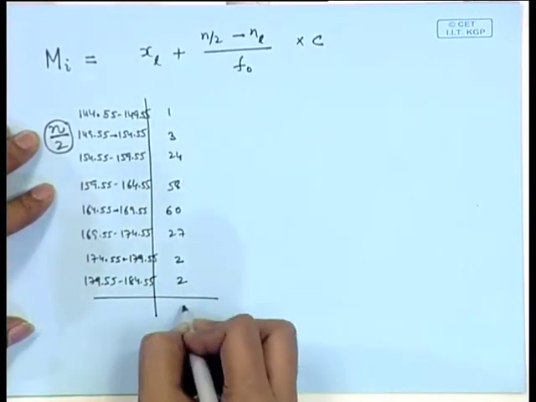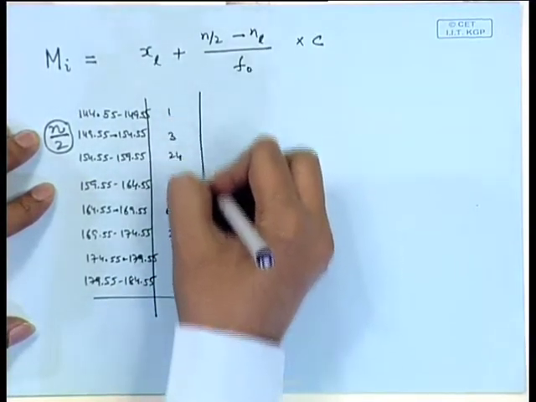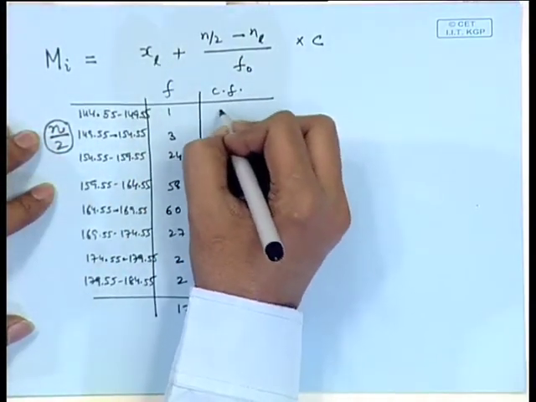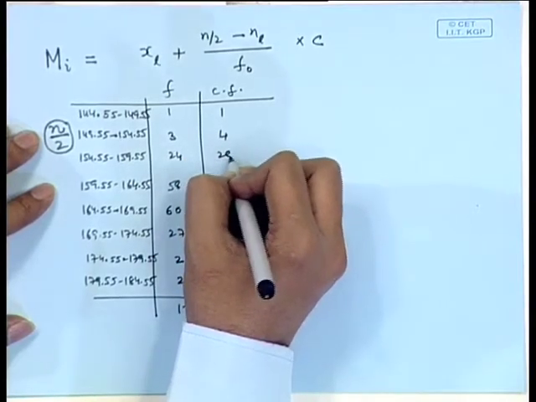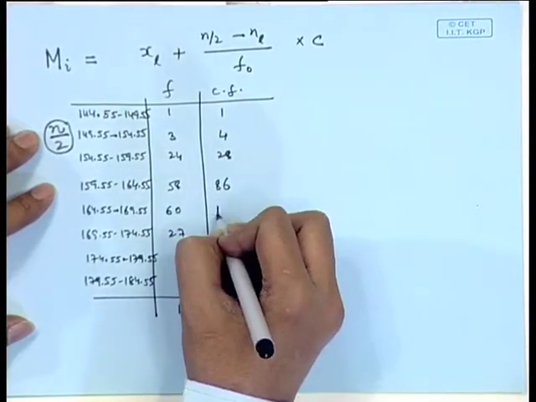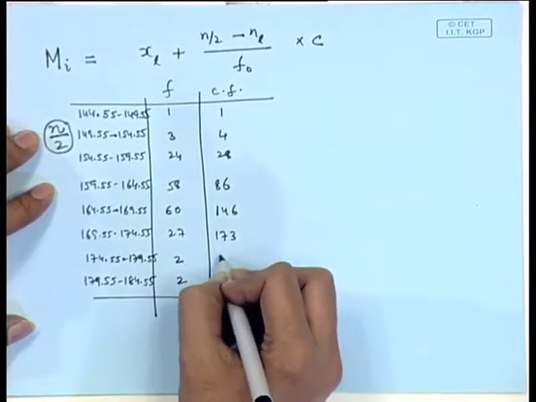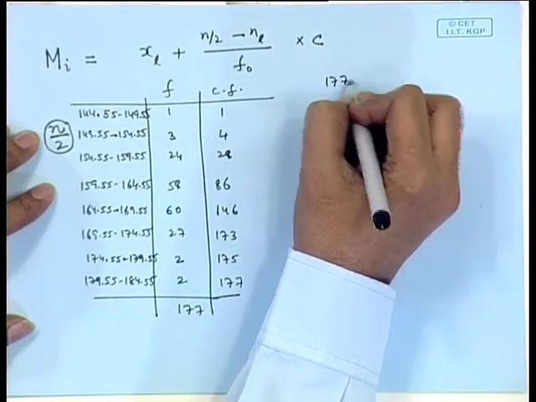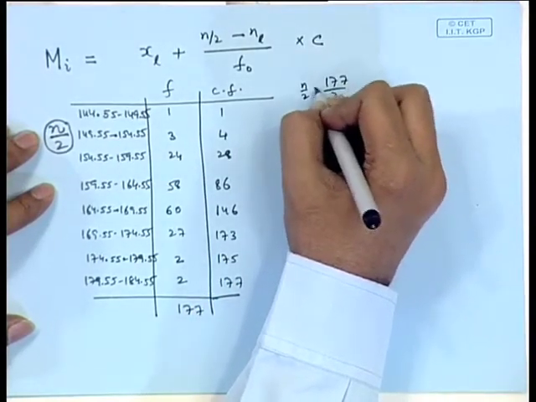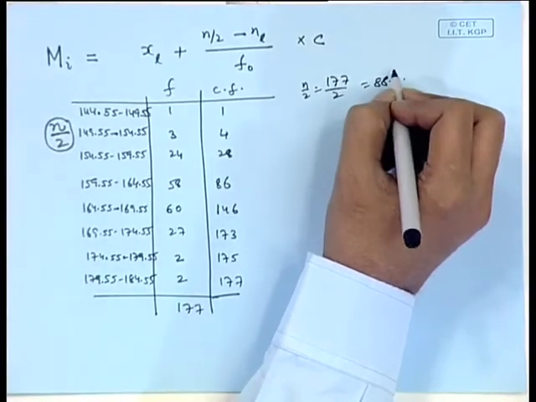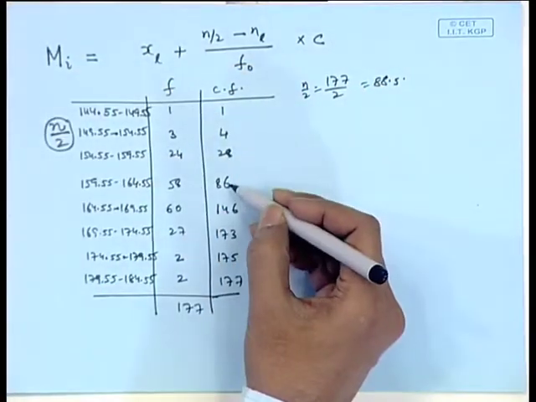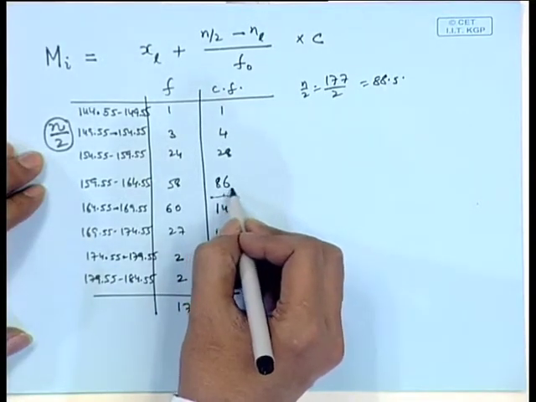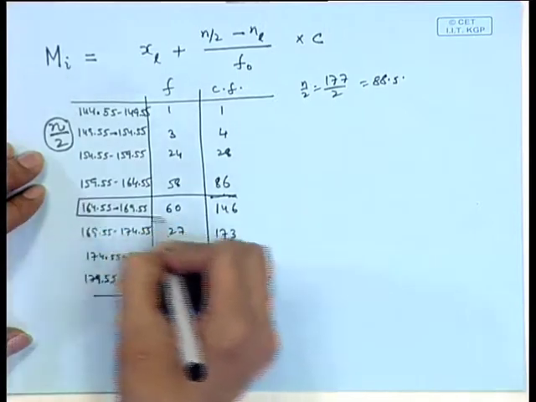The total frequency is 177. So, what we do? We calculate the cumulative frequencies, that is 1, 4, 28, 86, 146, 173, 175, 177. So, we look at what is 177 by 2, that is n by 2, that is 88.5. Now 86 is here, so 88.5 is above this. So, this is called the median class.